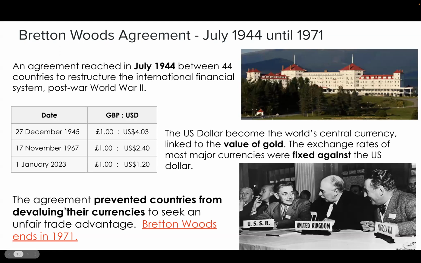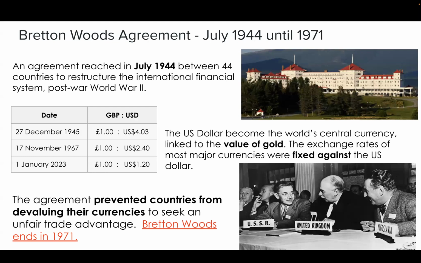Now let's talk about the history of exchange rates. One of the important things is the Bretton Woods Agreement that happened towards the end of World War II. It was 44 countries, and they all agreed to set exchange rates. They also agreed that the US dollar would become the world's central currency, and it would be linked to the value of gold. And something very important happened in 1971 in the United States, where they went off the gold standard.